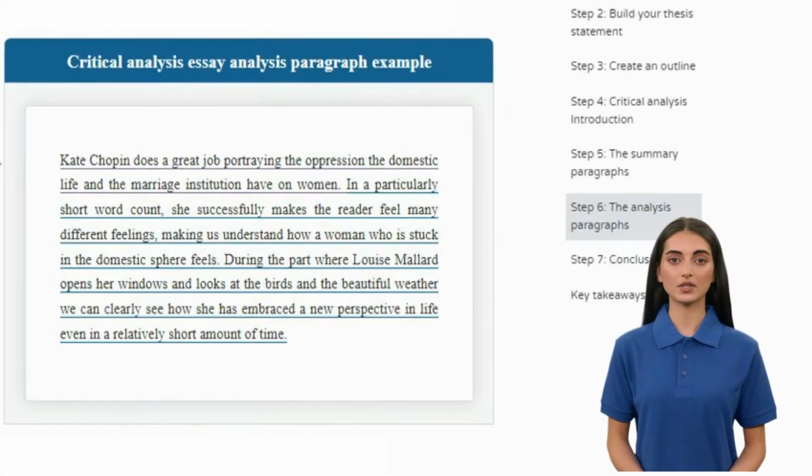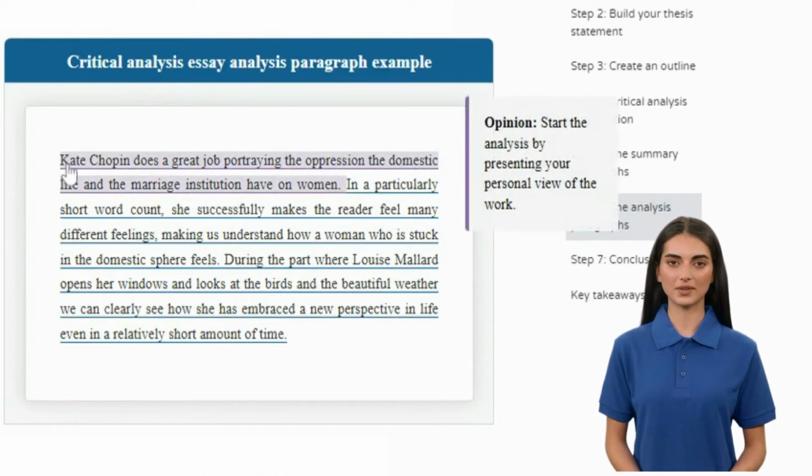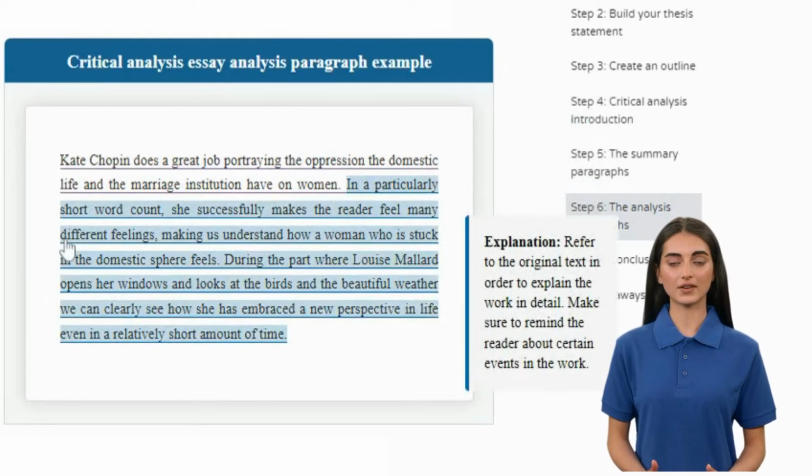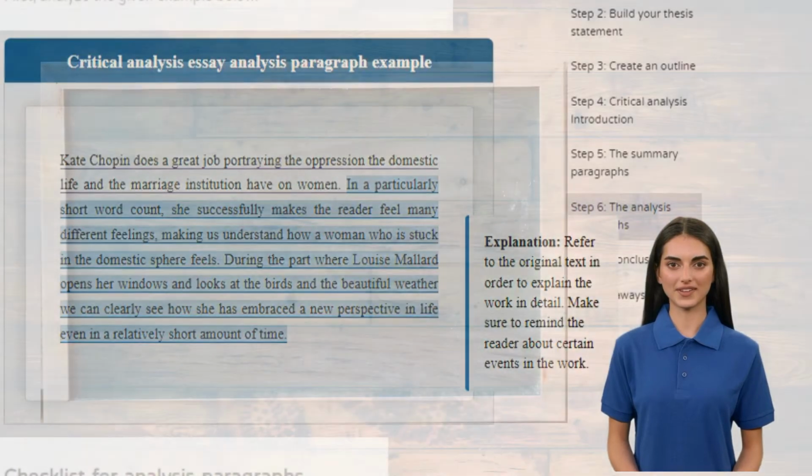Now comes the crucial part of your academic essay, presenting your analysis. In these paragraphs, look for several important factors. Let's begin by analyzing our example. Always start your analysis by presenting your personal opinion. Criticize the work and let the readers know how you feel about it. Then refer to the original text and provide a detailed explanation of the work. Remind the reader about specific events to support your analysis effectively.